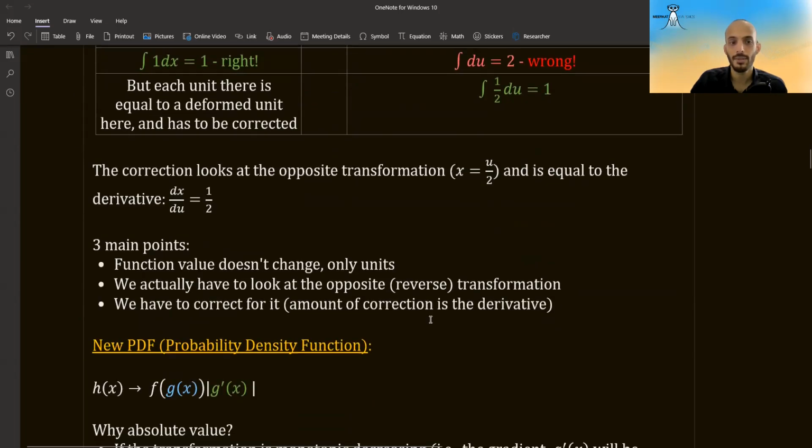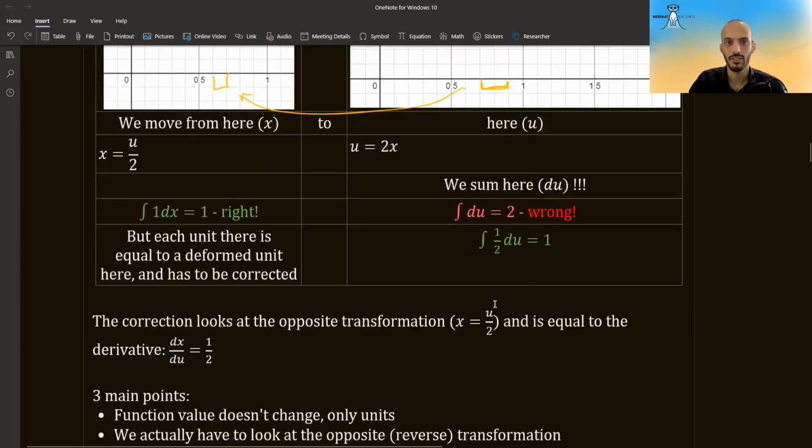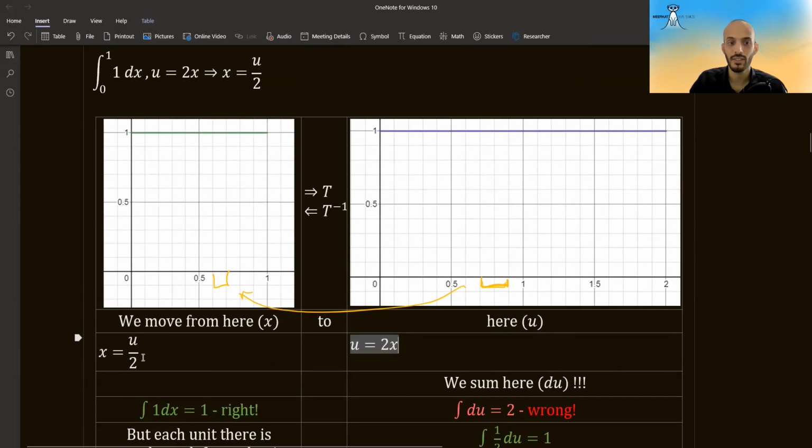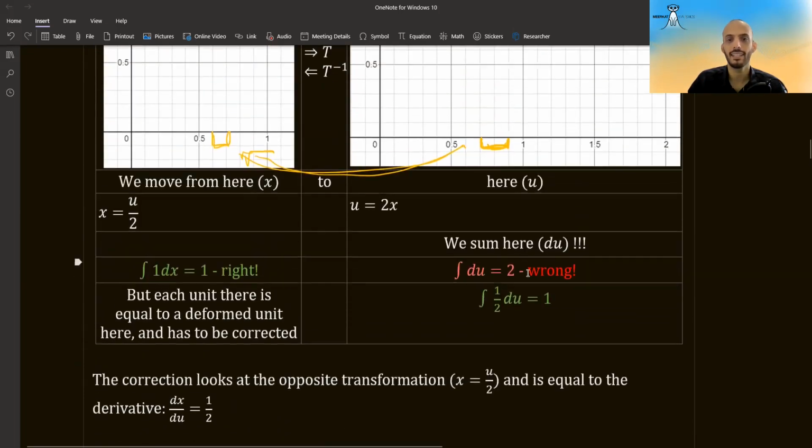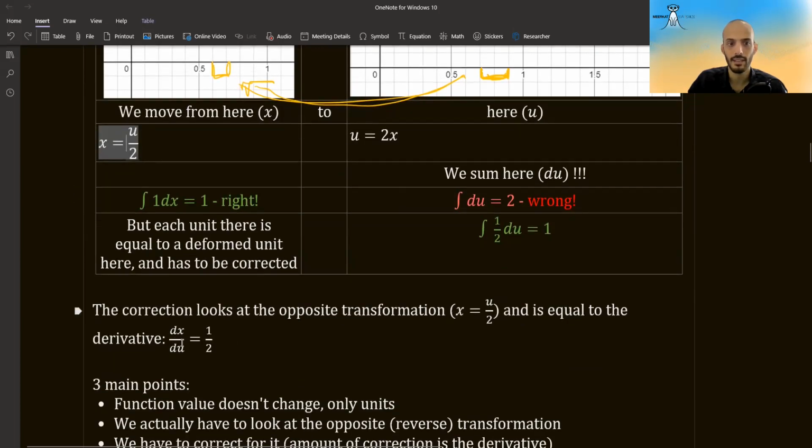Okay, so 3 main points to take from this. The function value doesn't change, it's only the units of integration. We actually have to look at the opposite, reverse transformation. Okay, so we don't look at this transformation, we look at this transformation. This is where we sum, and we look at what our units are here, and how we have to correct them when we move back here. Okay, so this is the correction. And the third thing is that we have to correct for this, and the amount of correction is equal to, well, what happens to a unit here? A unit here gets divided by 2. So how do we measure the transformation? It's just the derivative here with respect to u, which is dx/du.